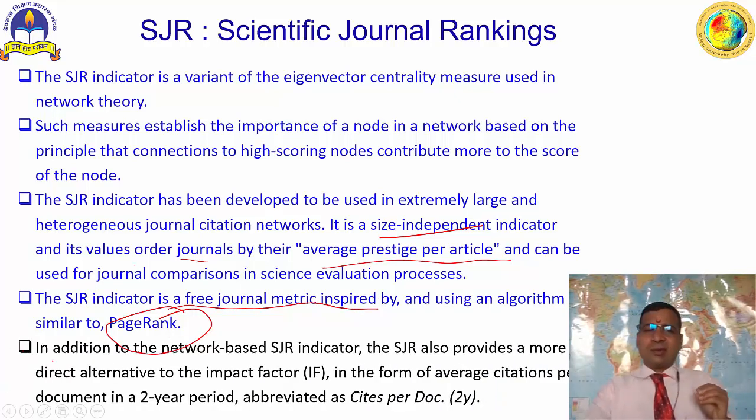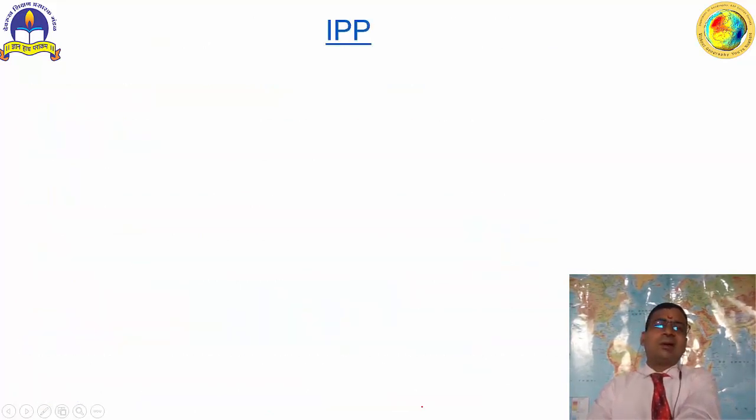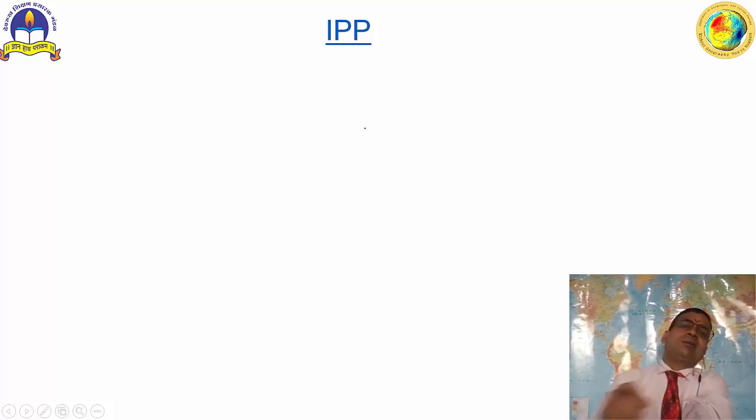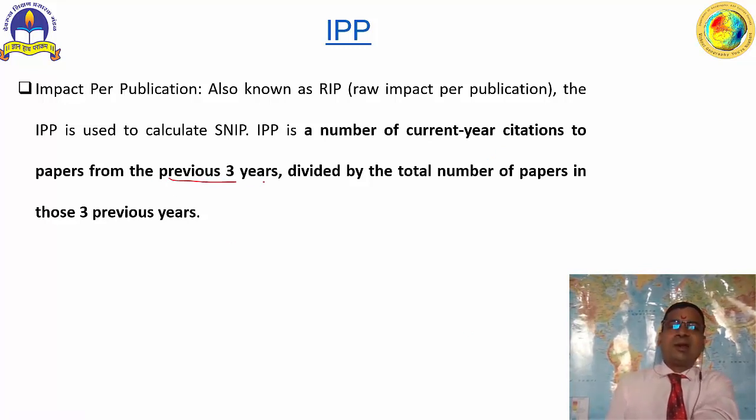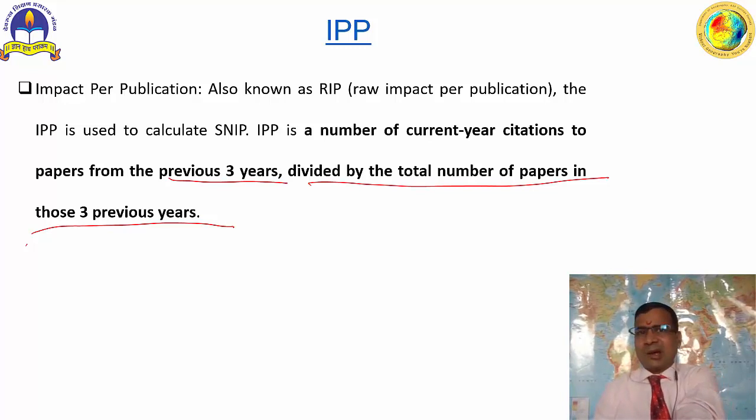Then in addition to the network based SJR indicator, the SJR also provides a more direct alternative to the impact factor in the form of average citations per document in a 2-year period, abbreviated as cites per doc 2Y. This is the abbreviation. Another one, the key area related to impact factor is IPP, that is impact per publication. It is also known as RIP, that is raw impact per publication. The IPP is used to calculate SNIP, that is source normalized impact per publication, and IPP is the number of current year citations to the papers from the previous 3 years divided by the total number of papers in those 3 years. This is the method of calculating IPP of a journal.